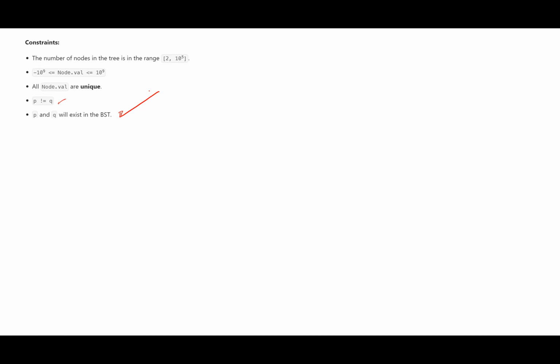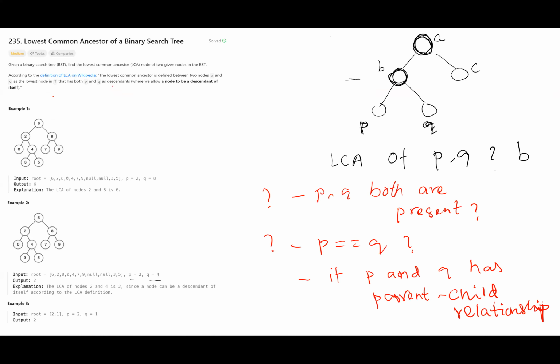The other thing is, our next question was, what if P and Q have the same value? Well, the answer to that is we know that all nodes are unique, and P cannot be equal to Q, okay? So all those things are now cleared up. Good that we had some clarifying questions. Now let's try to solve this problem.